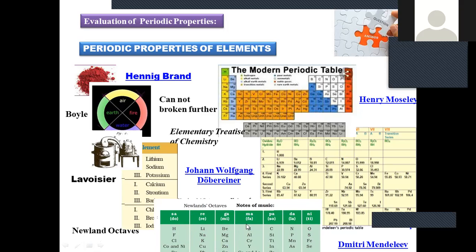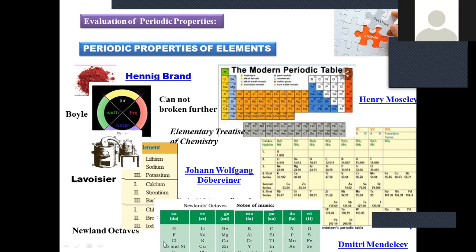Newlands octaves are denoted as 1, 2, 3, 4, 5, 6, 7. After the seventh element, the eighth element is exactly similar to the first element. That's why it is denoted as octave. Octave is nothing but eighth. Octa denotes what? Eighth element. In a similar manner, the first element with the eighth element, with the 16th and so on. Each time, at the eighth interval, you will get similar properties.